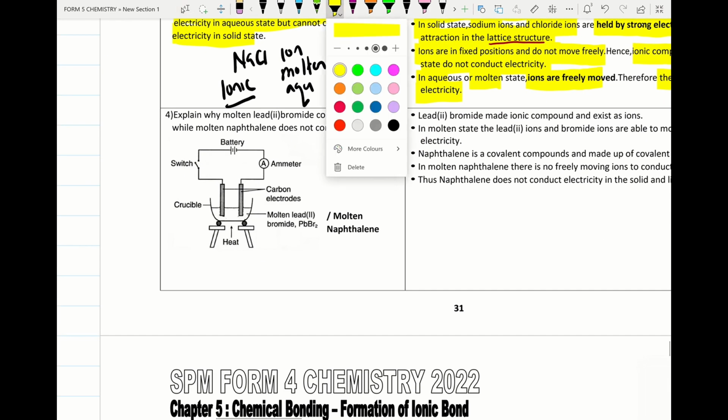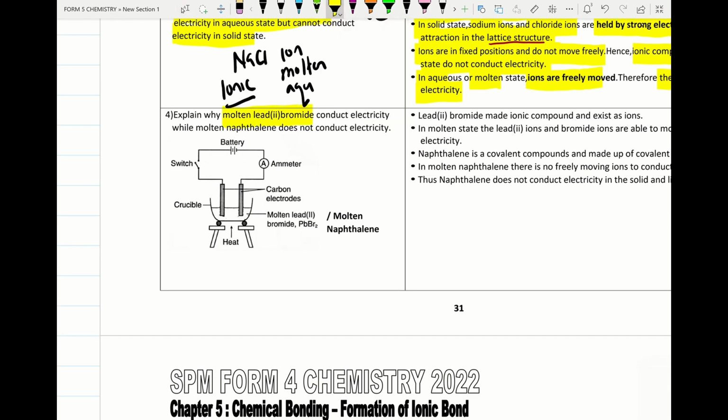Alright, look at this question. Explain why molten lead(II) bromide conducts electricity. The formula of lead(II) bromide is PbBr2. It is made up of lead(II) ions and bromide ions. In the molten state, the ions are able to move freely, and this is an ionic compound.